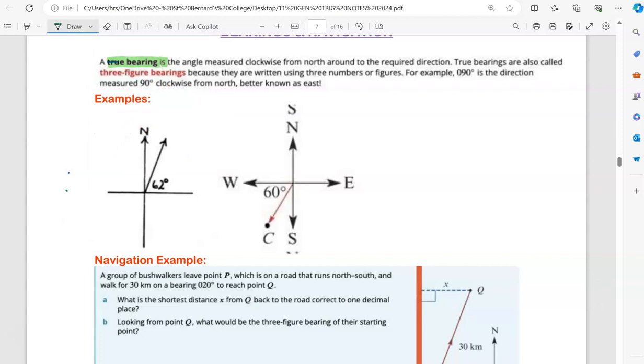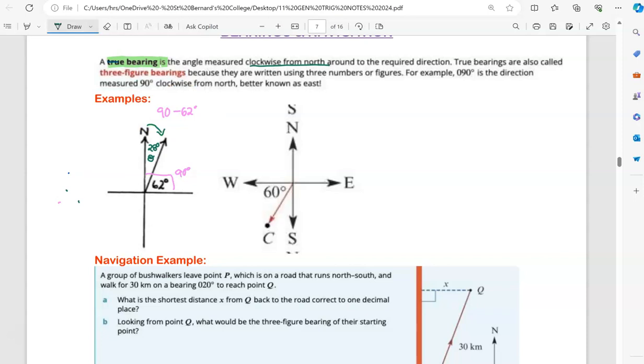So a true bearing is measured clockwise from north. What that means is you always go from north to the line. If they're saying this one in here is 62, you know that that's a right angle triangle, which is 90 degrees. So how much would that green one be? 90 minus 62, which is 28. That's right. So in here, that's 28 degrees.